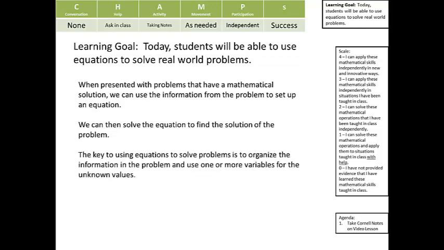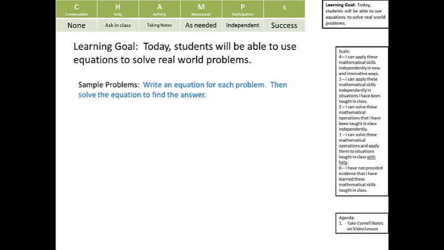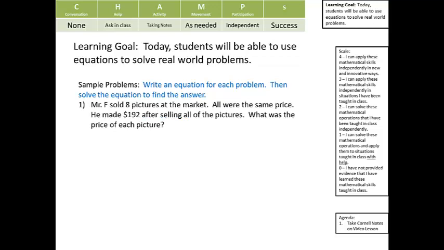The key is to organize the information in the problem and to use a variable to find the unknown values. So we're going to do some sample problems. We're going to read the problem, create an equation that represents that problem, and then solve the equation to find the answer. So our first problem is Mr.